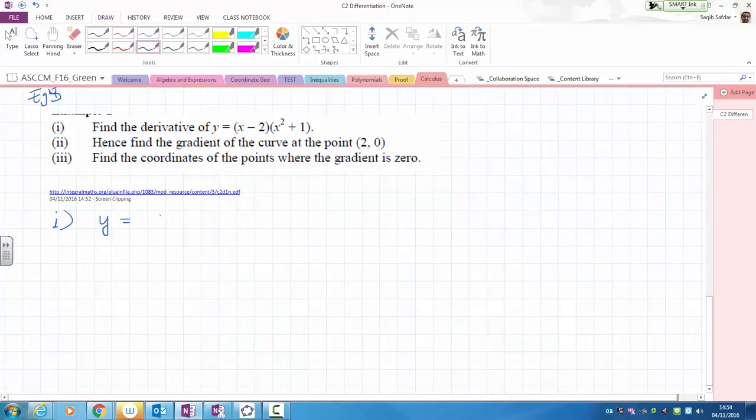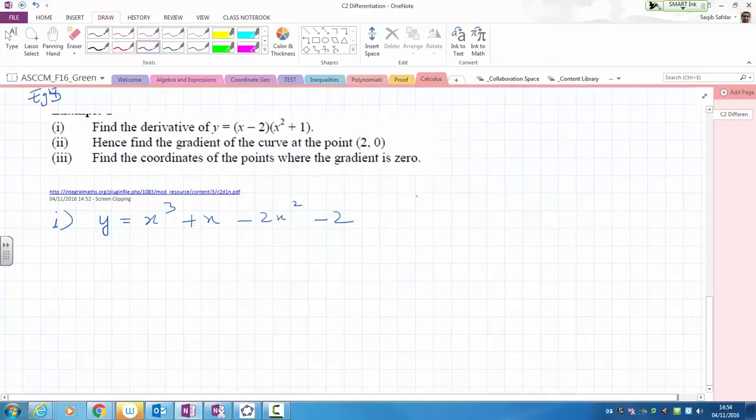If you expand this out, x squared times x, what does that give you, Sammy? X cubed. We've then got x times 1 gives us what? X times 1. Okay, x squared times minus 2, Sabiha. Minus 2x squared. Minus 2 times 1, Isa. Minus 2.